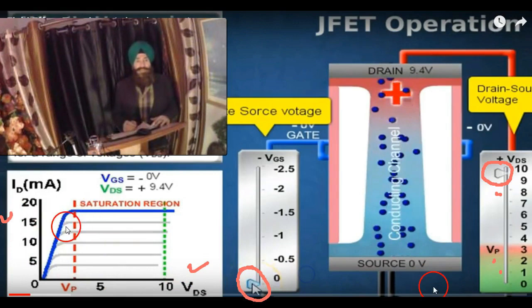And here is a graph between drain source voltage and the drain current. Here it is an ohmic region. After that, from here, the pinch off. This is the pinch off voltage. After that, the current becomes constant.